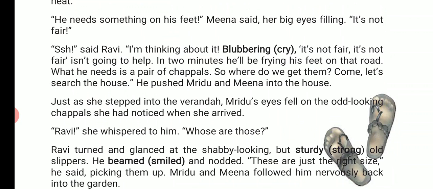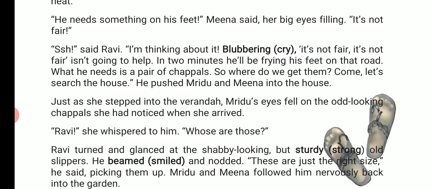So now what happened when Meena said he needs a chappal and all, these words took a place inside Ravi's heart and he also felt pity for that beggar. And then all three children decided to search for a pair of chappals for the beggar.